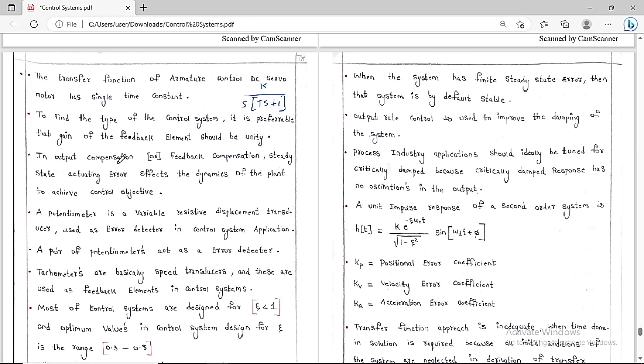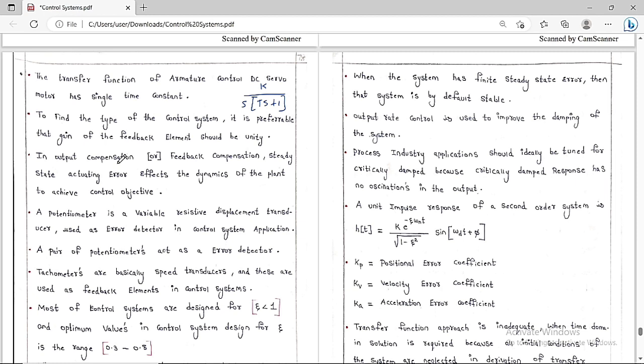Now the next point is that the transfer function of the armature control DC servo motor has only a single time constant. This one I already told you, and the derivation also I already told you. The expression of the transfer function is K by s into (Ts plus 1). So the order of the system is equal to 2, as you can see clearly, and we have only one time constant, which is T.